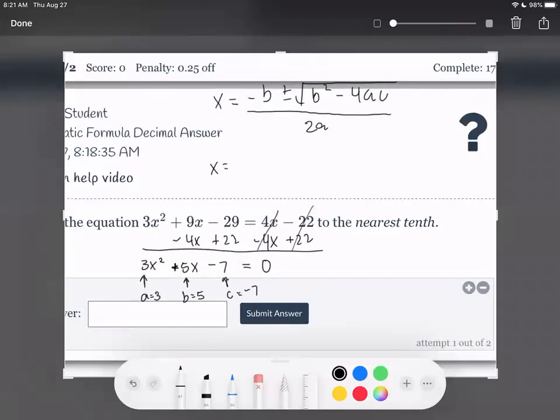So looking up top, we have a negative B, so negative 5 plus or minus the square root of 5 squared minus 4, 3, negative 7, all over 2 times 3. Okay, it's lagging. Sorry. There we go. So what we did is we plugged everything in. Do you guys have any questions? I know it was lagging.